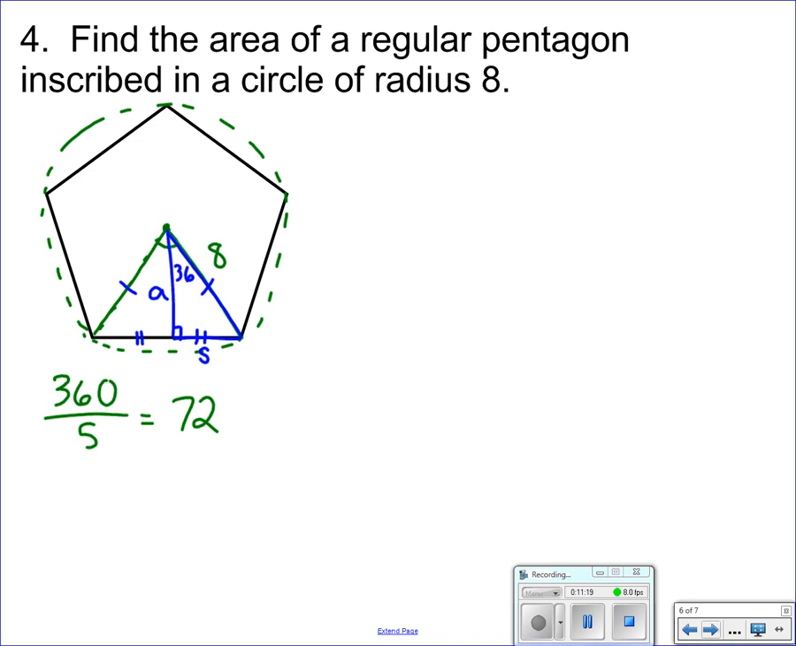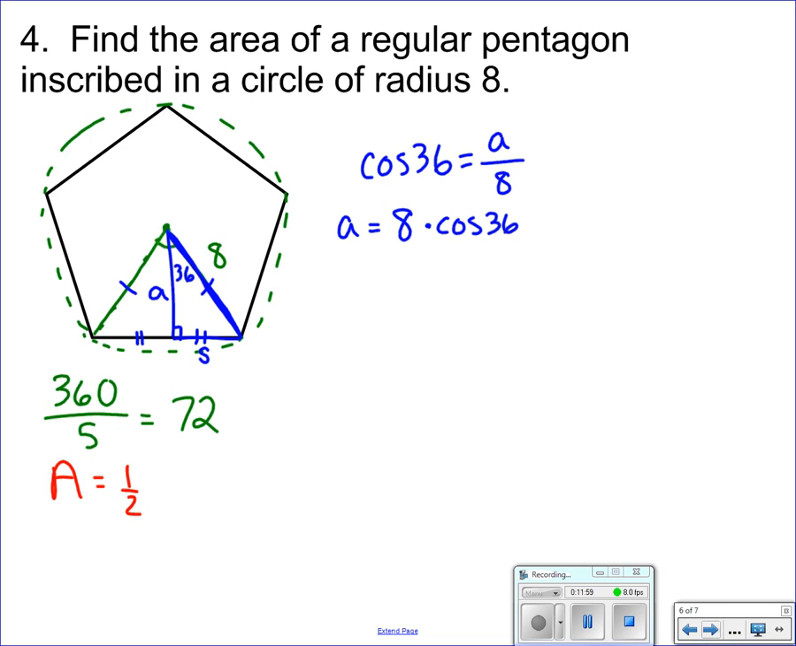Okay, since 36 is not one of our common angles, we need to use some trigonometry. To get A, if I know the hypotenuse, and I'm looking for A, the adjacent side, I'm going to use cosine. Cosine of 36 is the adjacent over the hypotenuse. So A is going to be 8 times the cosine of 36. Now let's just keep that in mind. I'm going to plug in down here.